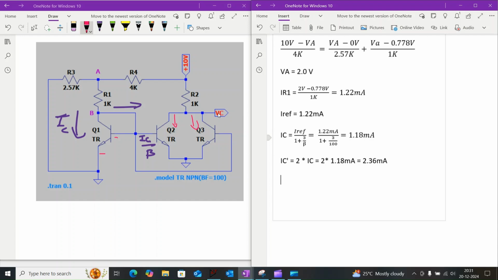Then we will calculate the collector voltage. The collector voltage VC is equal to 10 volt minus IC dash times R2, which is equal to 10 volt minus 2.36 milliamps into 1 kilo ohm. When we simplify this, we will get 7.64 volt. This is the voltage at the collector.